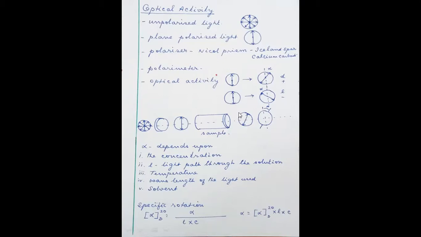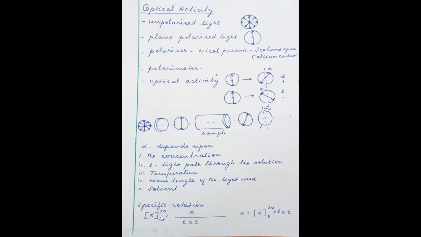If it is turned towards right, it is called D configuration or plus configuration. If it is turned towards left, it is called L configuration or minus. This angle of turning, that is alpha, depends upon the concentration, the light path through the solution, the temperature of the system, the wavelength of the light used, and also the solvent used.